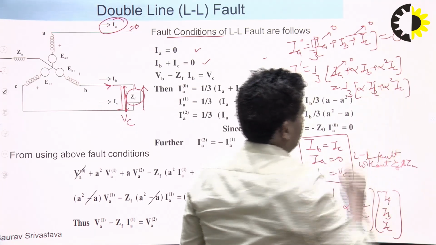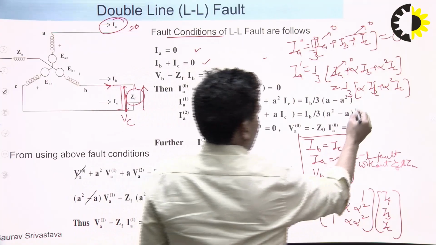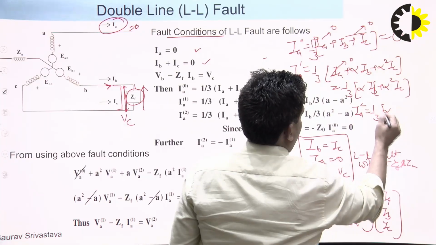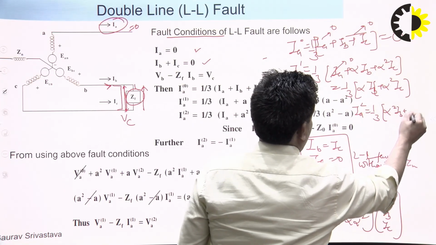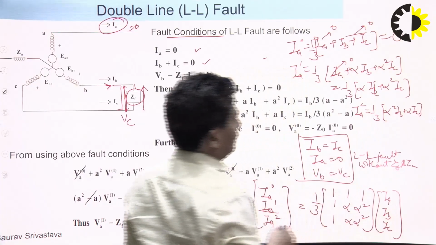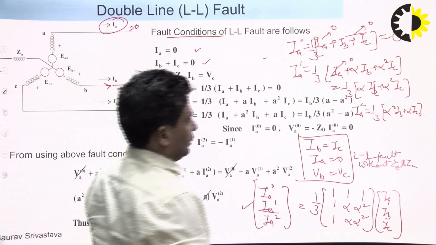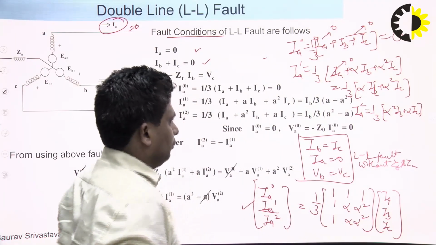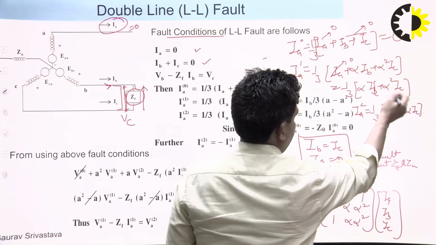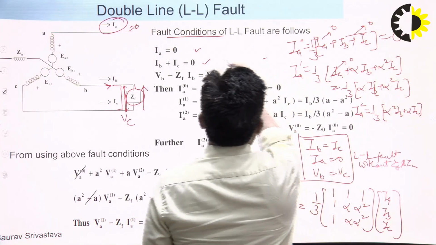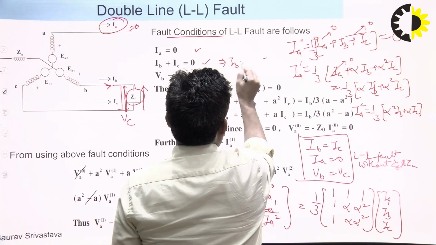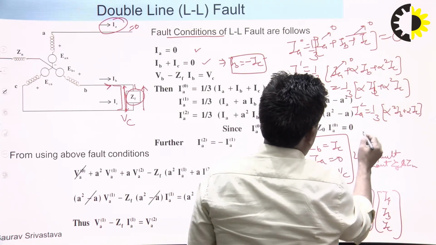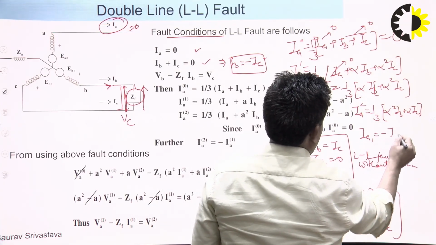Then we have to find the third, IA2, which is equal to again 1 by 3 (alpha square IB plus alpha IC). Here, for the calculation point of view, we use the KCL relationship: IB plus IC is equal to 0, that means IB is equal to minus IC, correct? Just put this value here, and we can find IA1 is equal to minus IA2.